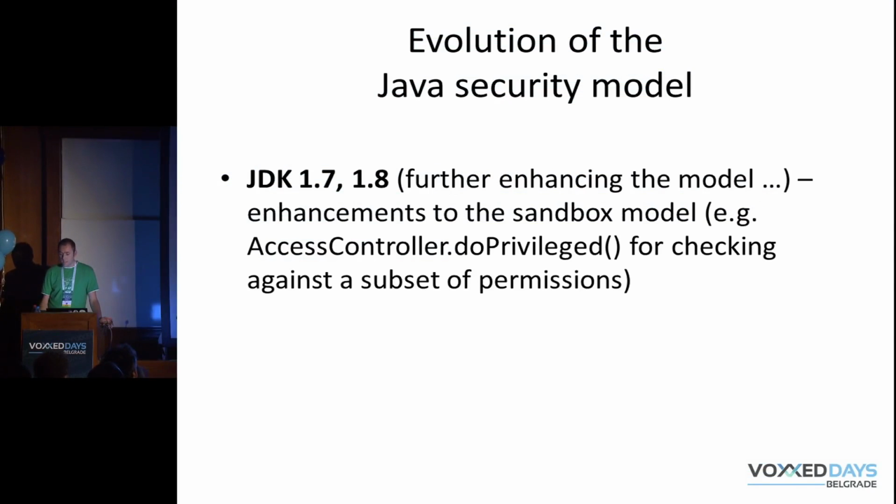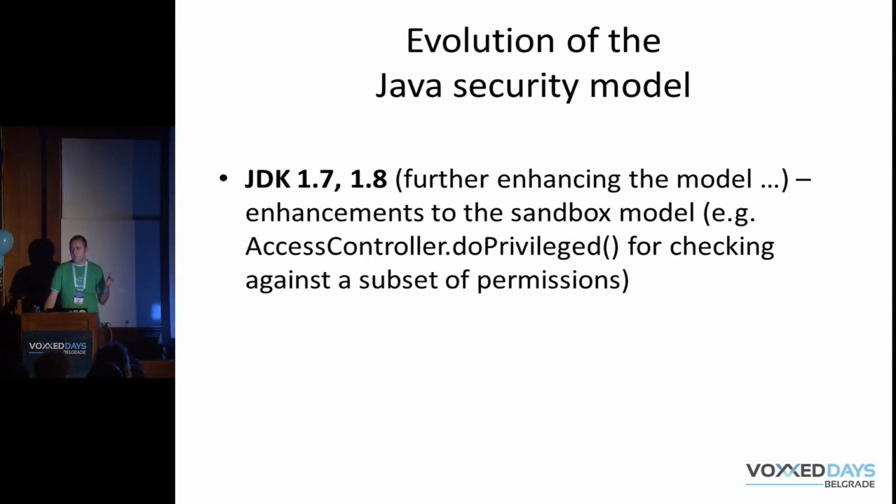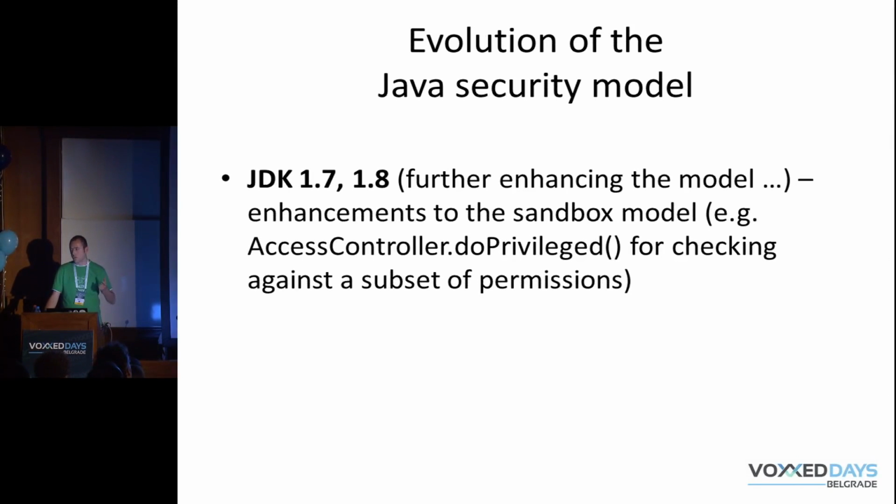In 1.7 and 1.8, we also have several small enhancements. And one of them, for example, is the ability to supply just a subset of permissions when you have a privileged execution of access controller doPrivileged.